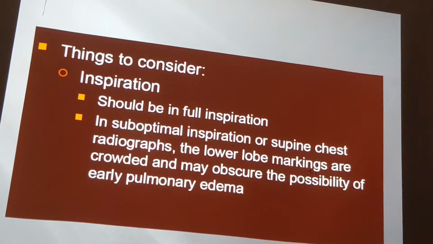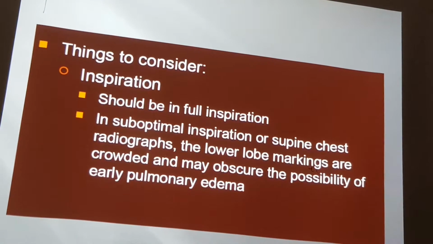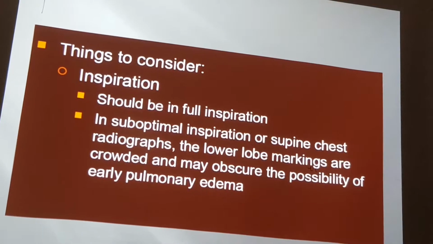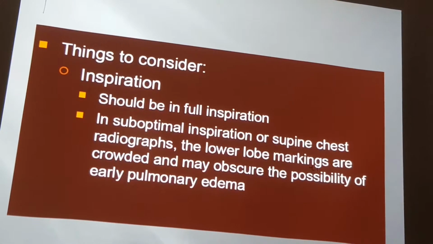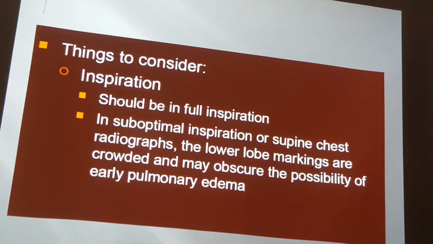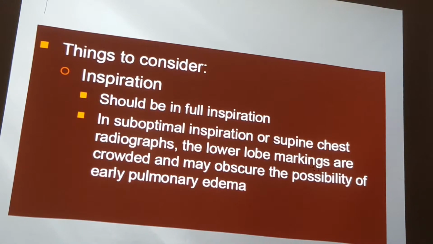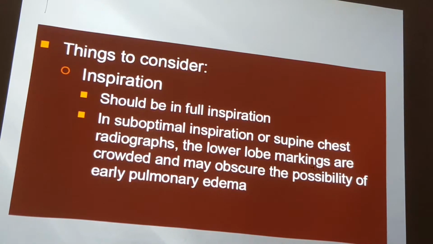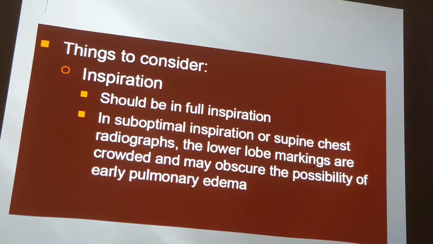So next slide. Inspiration. Normally the patient should be in full inspiration. That means that the level of the diaphragm is at the level of the 6 to 7 anterior ribs, and posteriorly it should be at the level of the 9 to 10 posterior ribs. So we count where the level of the diaphragm is located.